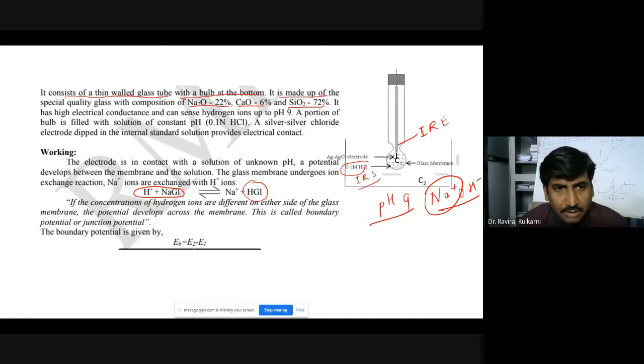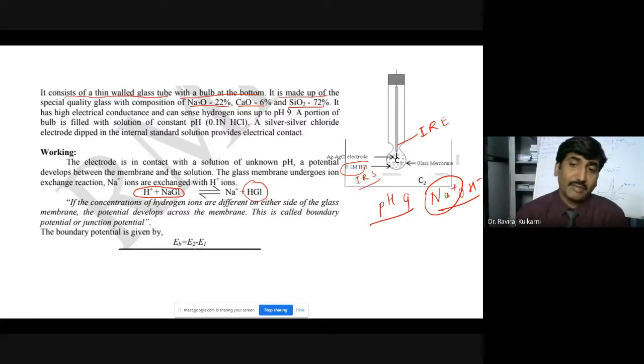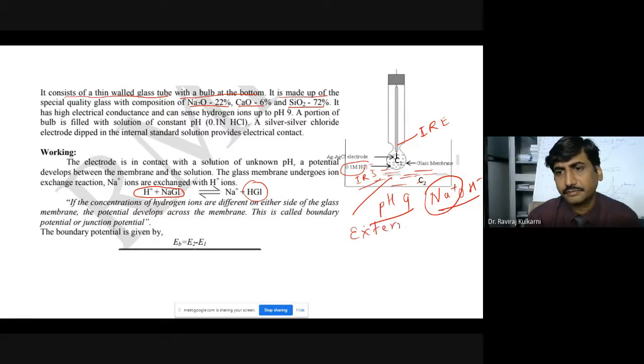So the electrode is in contact with a solution of unknown pH. If you want to determine the pH of any other solution, there is a solution here. You want to determine the pH of that external solution. This is what? External solution.